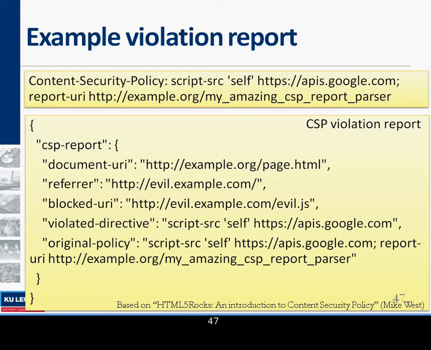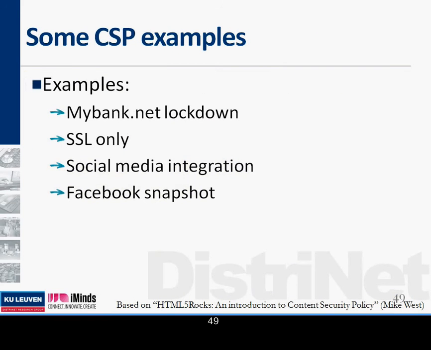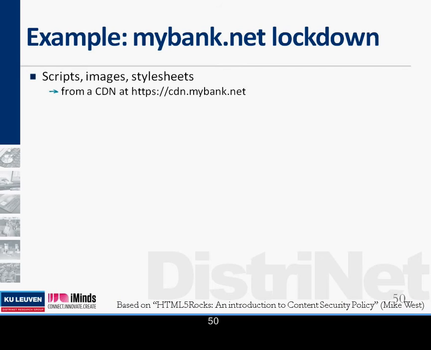So a few examples, just to get a little exercise in reading CSP and understanding the power of CSP, and then we'll continue to the next topic. The first one is mybank.net. It wants to lock down what resources are included in the bank. Those examples are based on an interesting report on HTML5 Rocks. One policy could be: we want to load scripts, images and style sheets all via our content distribution network. That CDN may provide us a lot of content. It's owned by us, we trust it, so we are able to load from it.